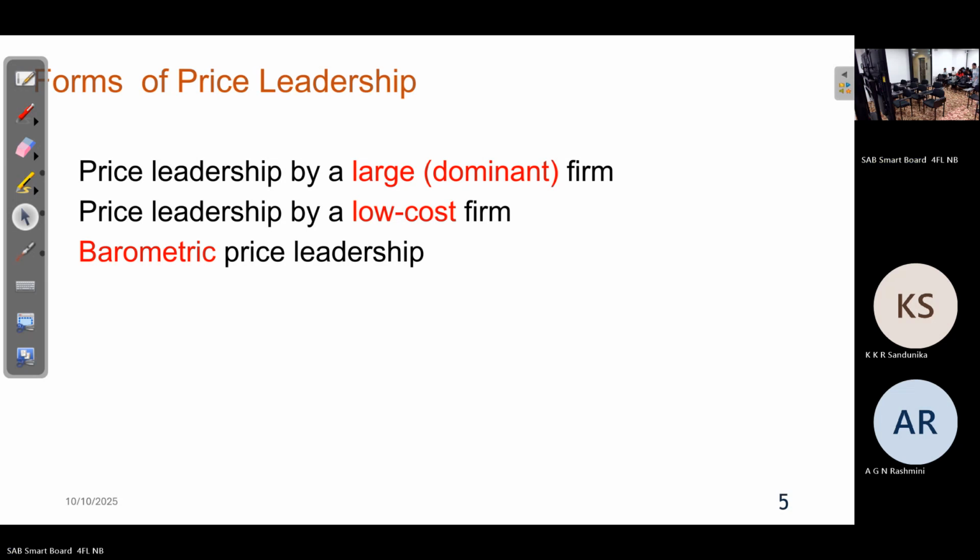IOC is the dominant one. Ceylon Petroleum Corporation, CPC. That is also a duopoly, right? So in Sri Lanka, we have IOC and CPC, and China Petroleum, Sinopec. One Chinese company is also there. Then that cannot be a duopoly, but a few firms.